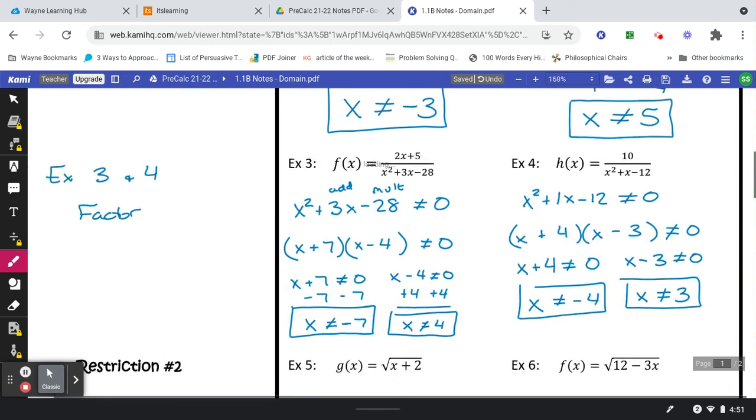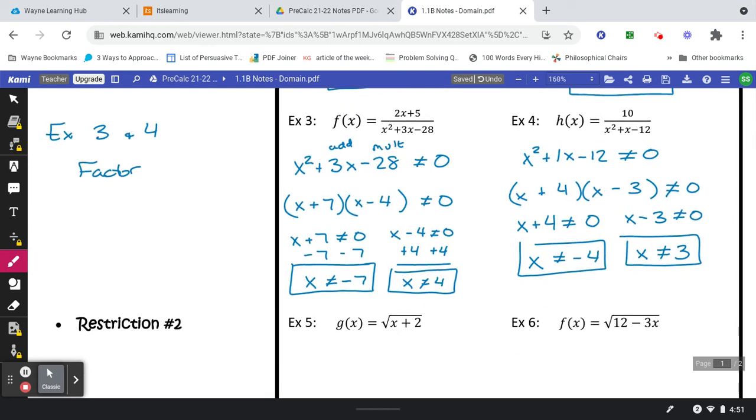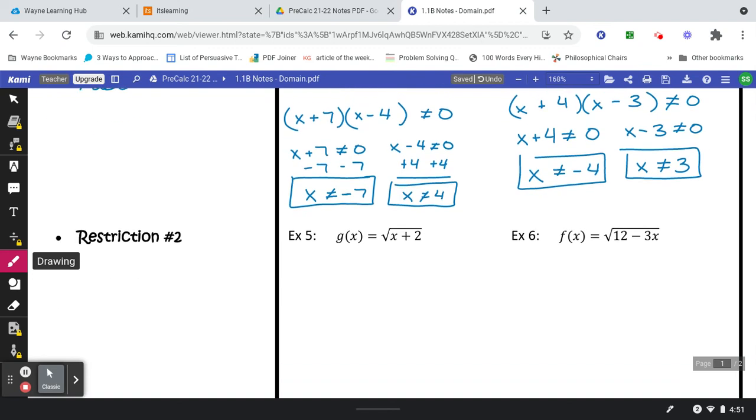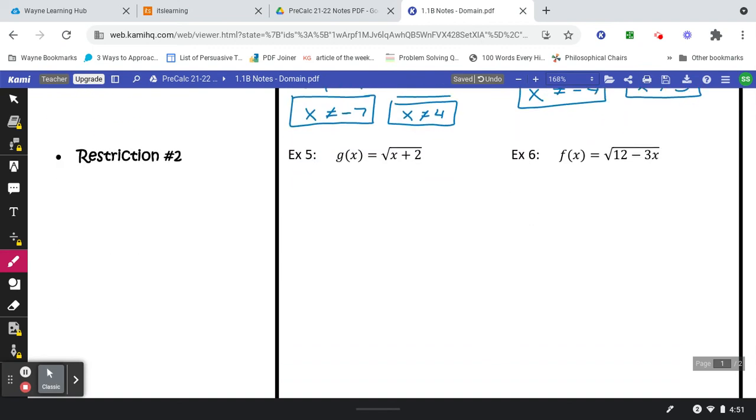All right, that's our first restriction. It has to do with dividing by 0, has to do with denominators. Our second restriction is when you have square roots. And a square root cannot be negative. So what's underneath the square root has to be greater than or equal to 0. That's how we say not negative mathematically. So under the square root, I'm going to use the greater than or equal to 0 symbol. And then just subtract 2 from both sides.